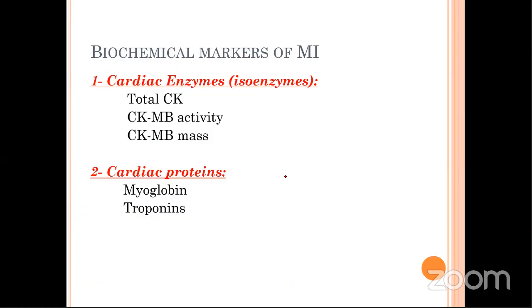Coming to the biochemical markers of myocardial infarction, we also call them serum cardiac markers. Now, there are again two categories of these. One is the cardiac enzymes, the other is cardiac proteins. The cardiac enzymes are total CK, or you have CKMB activity or CKMB mass. Then in the cardiac proteins, you have myoglobin and troponins.